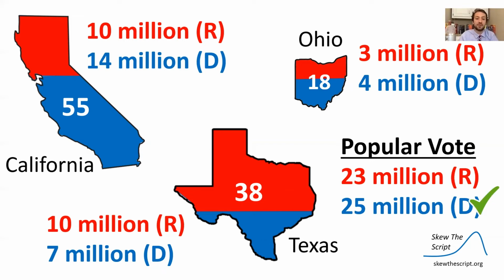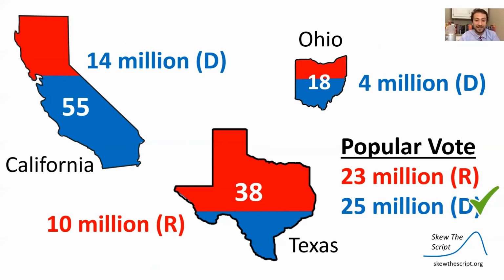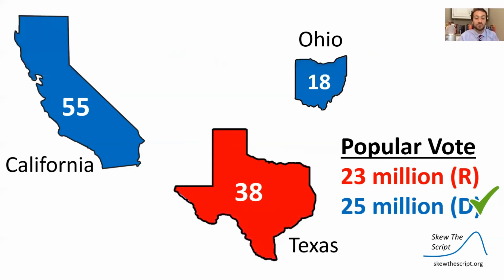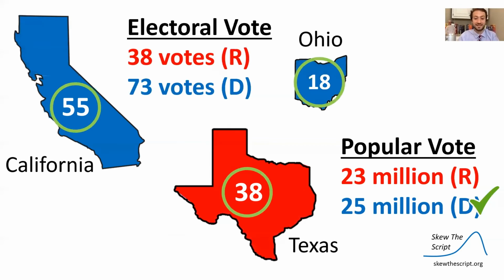So again, we can show you the vote totals for California, Ohio, and Texas. And in California, the Democrats would win. In Ohio, the Democrats would also win. And in Texas, the Republicans win, which means that the Democrat candidate gets all of California and Ohio's electoral votes. The Republican candidate gets all of the 38 Texas votes.